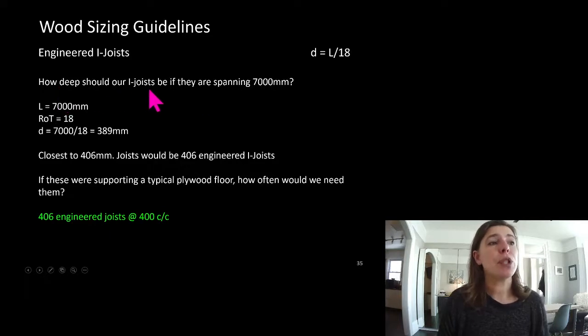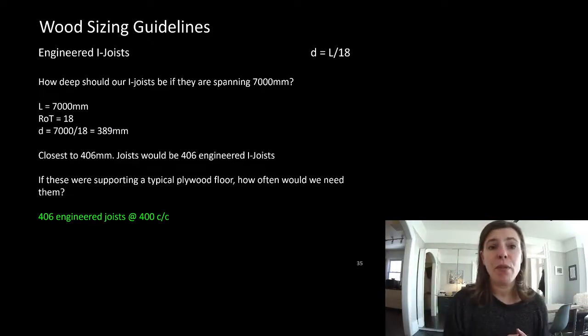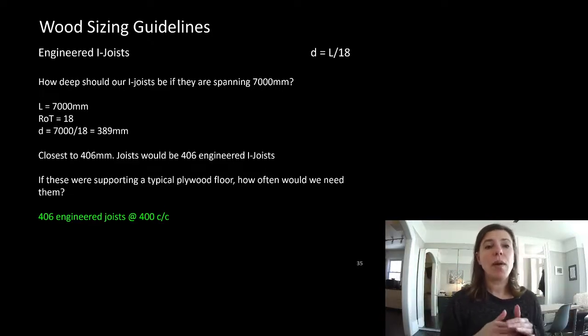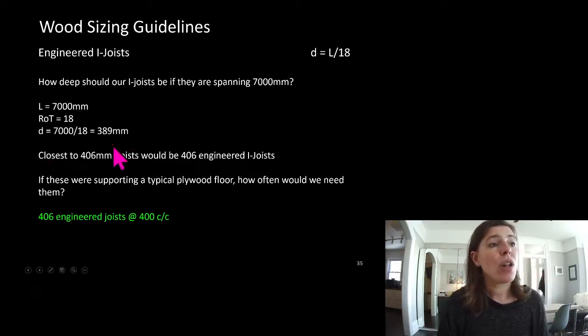So how deep should some I-joists be if they're spanning 7 meters? Our sizing guideline is L divided by 18. So 7,000 divided by 18, we get 389 millimeters. We want to make sure we leave enough ceiling space to fit everything for the final design. So we want to make sure we pick a size that's equal or bigger than the minimum we need. So the closest is a 406 millimeter.